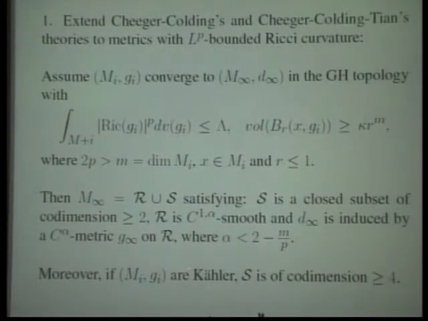The key part here is just imitating what Cheeger-Colding did: you want to establish the existence of tangent cones. The singular part is defined as the set of points where the tangent cone is not good enough, and the regular part means the tangent cone is smooth, good enough. Okay, and moreover, if this sequence is Kähler, then by using what I did with Cheeger-Colding, you can prove the singular set S is of codimension bigger than 4. You can reduce the size of the singular set.